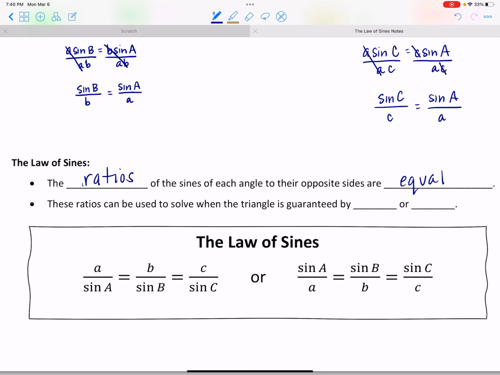But there are going to be situations where this isn't going to be possible, and you'll see when we get to the next set of formulas in the next topic. But for now, we're going to be using these ratios to solve when the triangle is guaranteed by specifically two of our congruence theorems. So if we have an angle, angle, and side, or an angle, side, and angle, we're going to have to be given the two angles if I want to try to solve here. And it should sort of make sense.